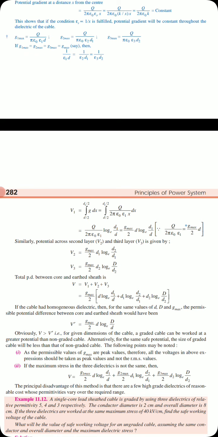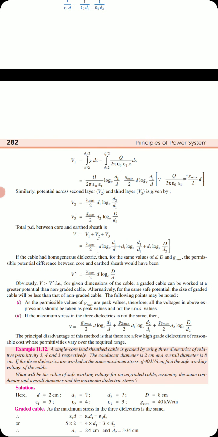If the cable has a homogeneous dielectric, for the same values of d, D and g max, the permissible potential difference is given by V dash equal to g max by 2 d log e D by d. Obviously V is greater than V dash, means a composite dielectric will give you more voltage compared to the homogeneous dielectric for the given dimensions of the cable. A graded cable can be worked at a greater potential than the non-graded cable, means graded cables of the same size and capacity can be used for more potential than the homogeneous one. Alternatively, for the same potential, the size of the graded cable will be less than that of the non-graded cable.